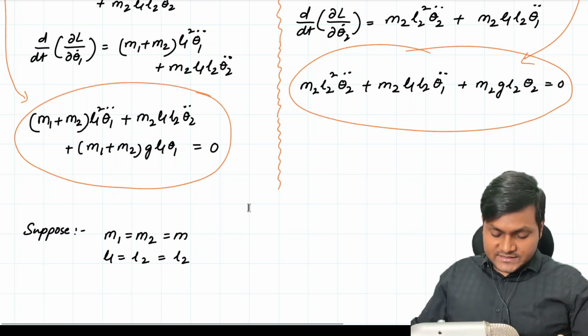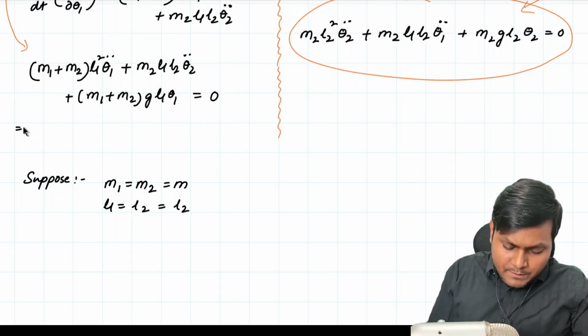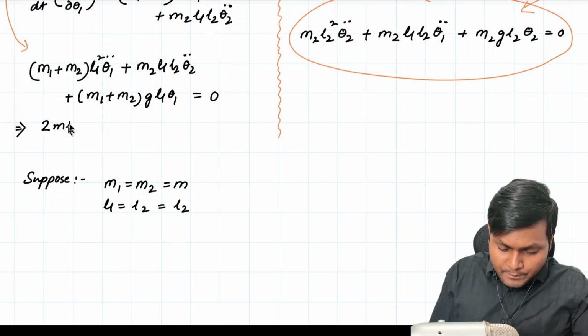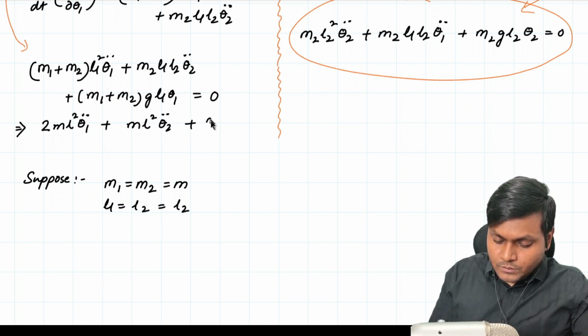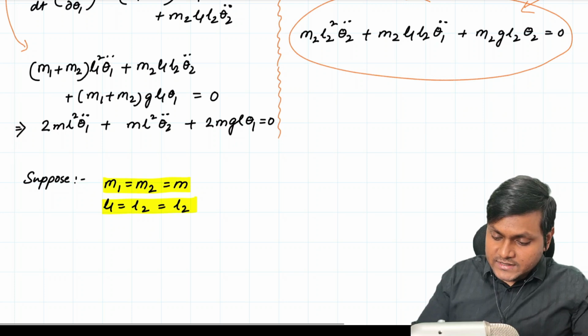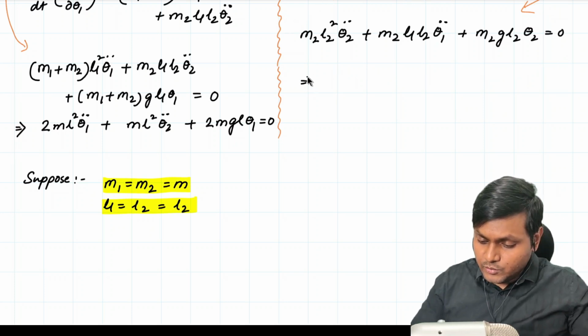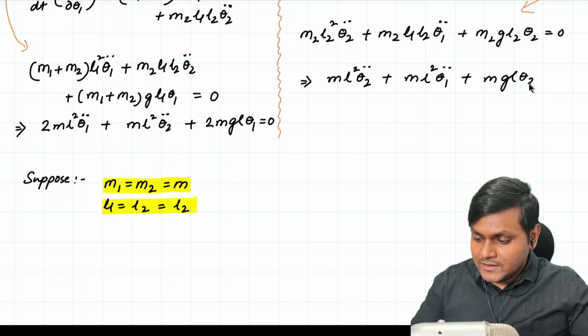If we make this kind of an assumption, then automatically the first equation simply becomes 2m L square theta 1 double dot plus m L square theta 2 double dot plus 2m g L theta 1 is equal to 0 under these two approximations. And the second equation, this one, is simply going to become m L square theta 2 double dot plus m L square theta 1 double dot plus m g L theta 2 is equal to 0.